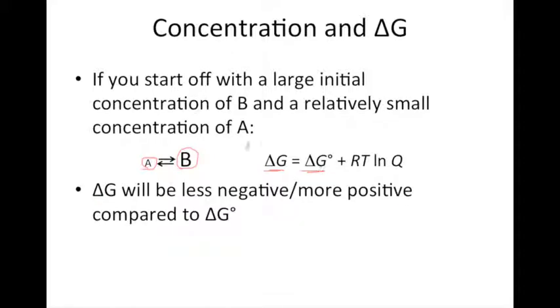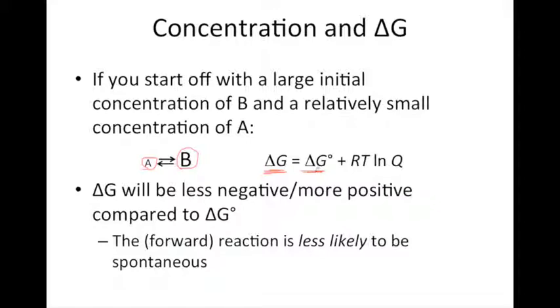Well, under these conditions of a small reactant concentration and large product concentration, delta G will be less negative or more positive. So delta G will be larger relative to delta G standard. Put another way, the forward reaction is less likely to be spontaneous and the reverse reaction is more likely to be spontaneous under these initial conditions.